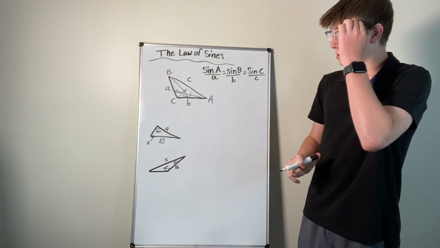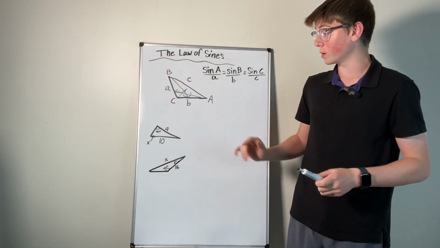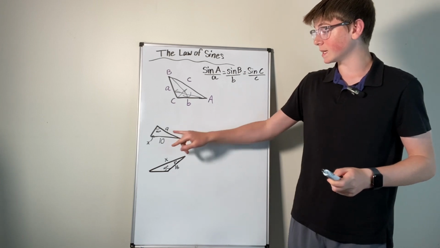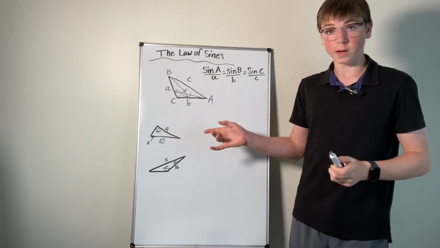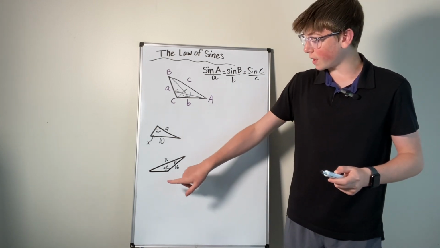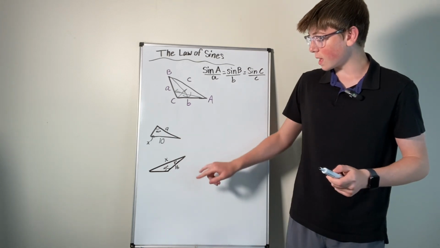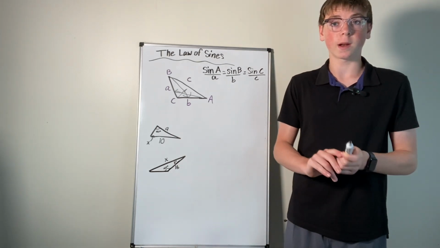So let's start with our two examples, where we'll start with having two sides and an angle and looking for another angle. And we'll then have two angles and a side and look for another side.